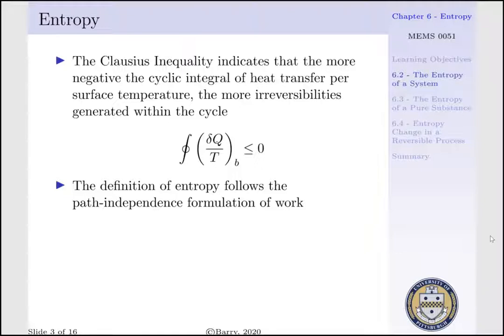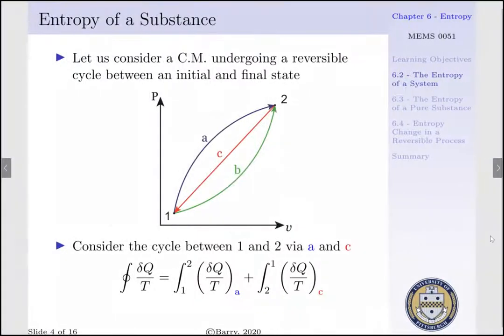The definition of entropy follows our path independence formulation of work. That is, let us consider a control mass undergoing a reversible cycle between an initial and final state. We have state 1 and state 2, and we can go from state 1 to state 2 via path A or via path B, and we will return from state 2 to state 1 via path C.